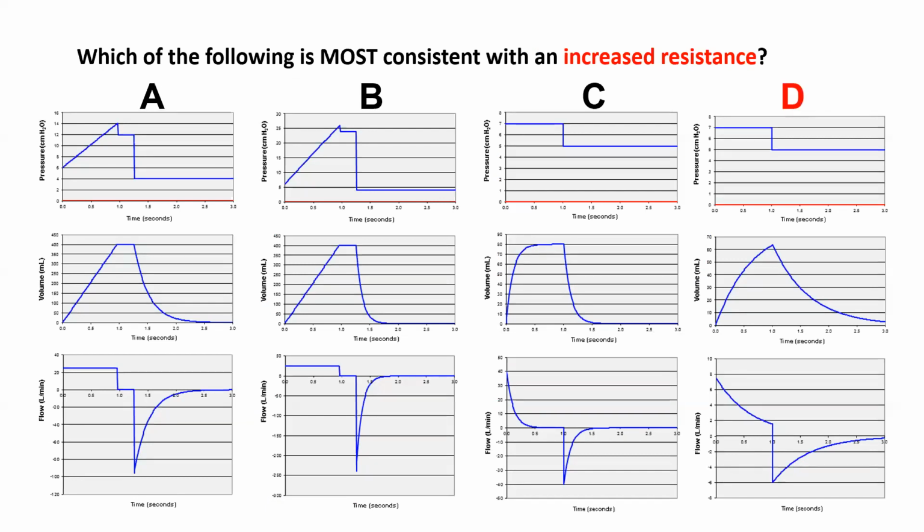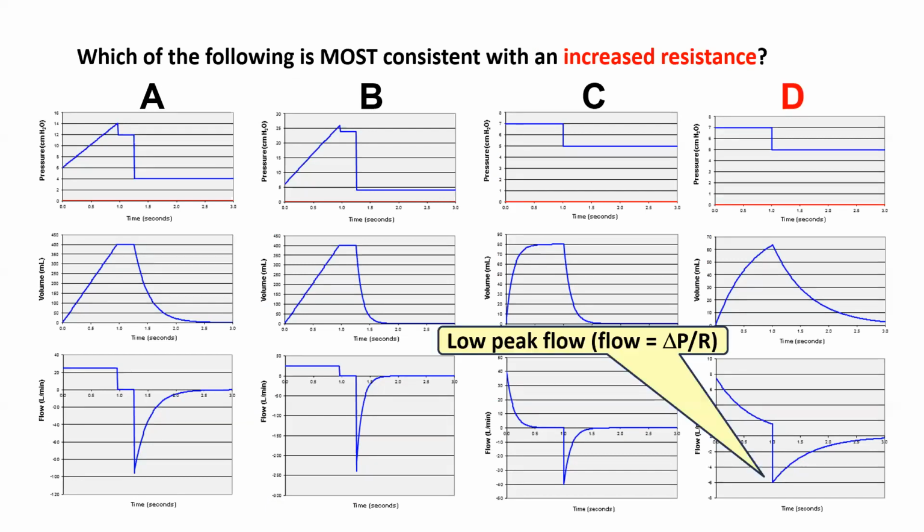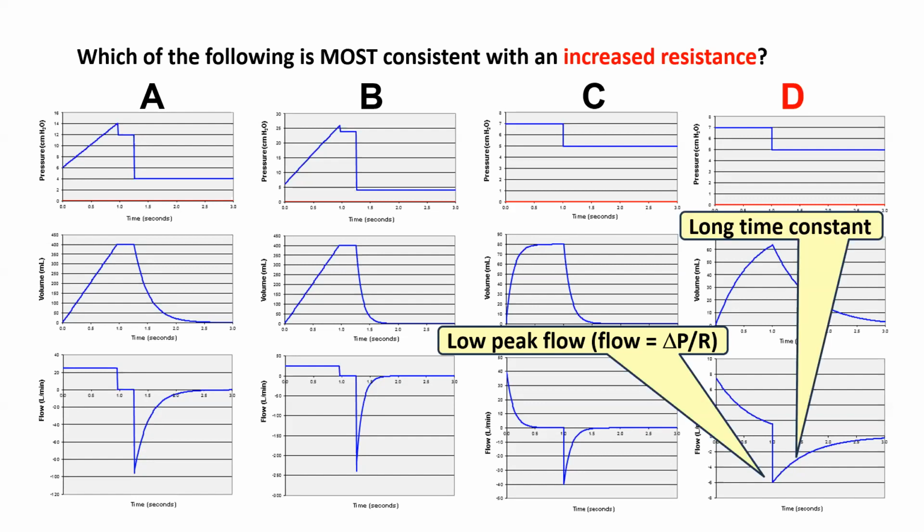Well, the answer is D. How do we know that? Well, we have a low peak expiratory flow in D. Peak expiratory flow is just the set inspiratory pressure divided by resistance. So if resistance goes up and the delta P, the inspiratory pressure you have set, doesn't change, then as R goes up, flow must go down. There's also a long time constant, which is indicated by taking a long time for flow to decay back to zero compared to the other flow waveforms.